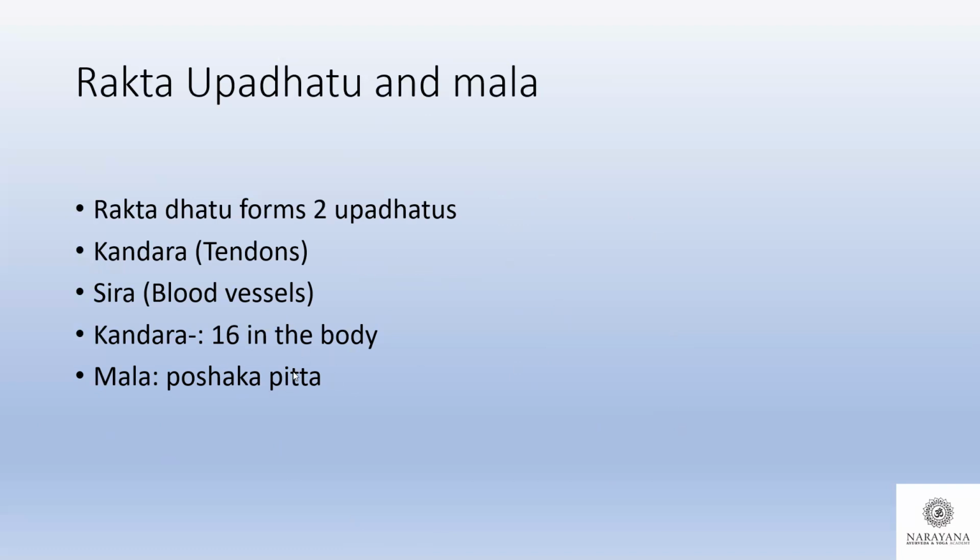It's not waste in terms of things that have to be looked down upon. In the body, even the waste serves a purpose. Only thing, eventually it has to be thrown out. But in that process, it still does some good. Okay. So the two upadhatus of Rakta Dhatu are Sira and Kandara. Sira are blood vessels themselves. Okay. And Kandara are sometimes called tendons, but these are slightly bigger tendons.